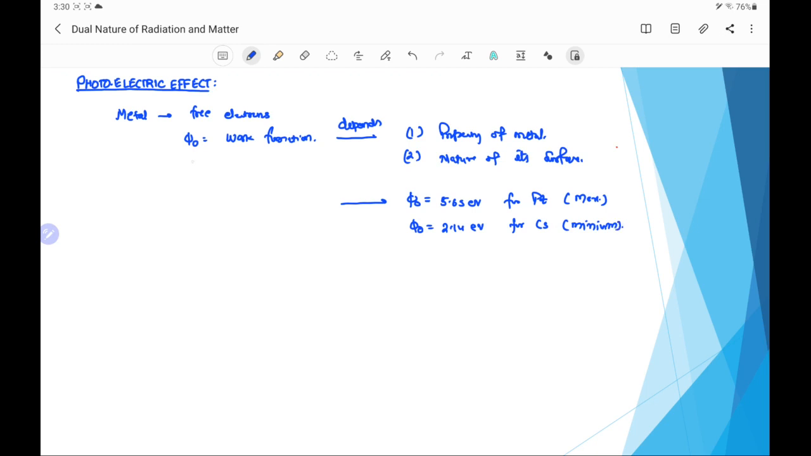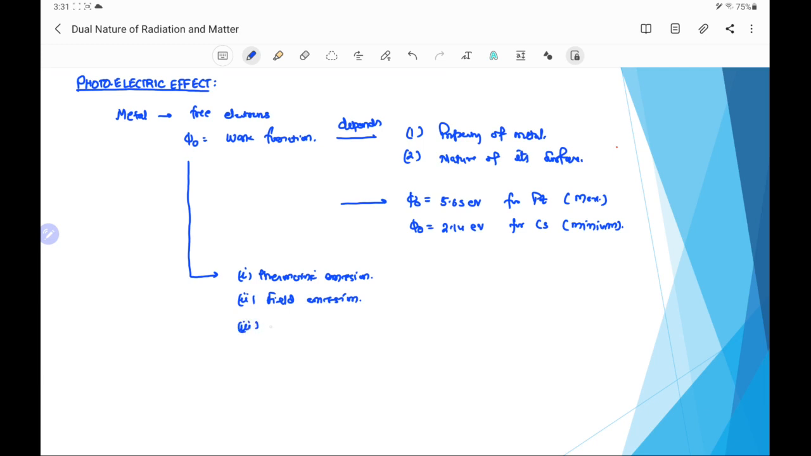This minimum energy can be supplied to the electron so that it can come out from the metal surface in various ways. For example, one of the ways is thermionic emission, in which electrons come out because the energy is received in the form of heat. Similarly, another is field emission, that means emission of the electrons from the metal surface due to the strong electric field.